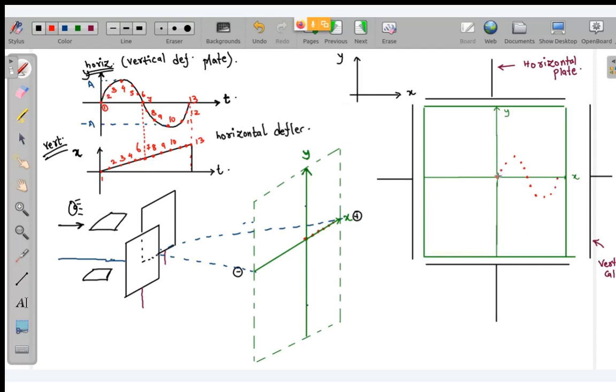So basically it will look to you like a sine wave, which I have taken. Tell me, is it clear? All of you? Did you understand the purpose of the horizontal plate and vertical plate? Why is the horizontal plate called the vertical deflecting plate and why is the vertical plate called the horizontal deflecting plate? Did you understand?